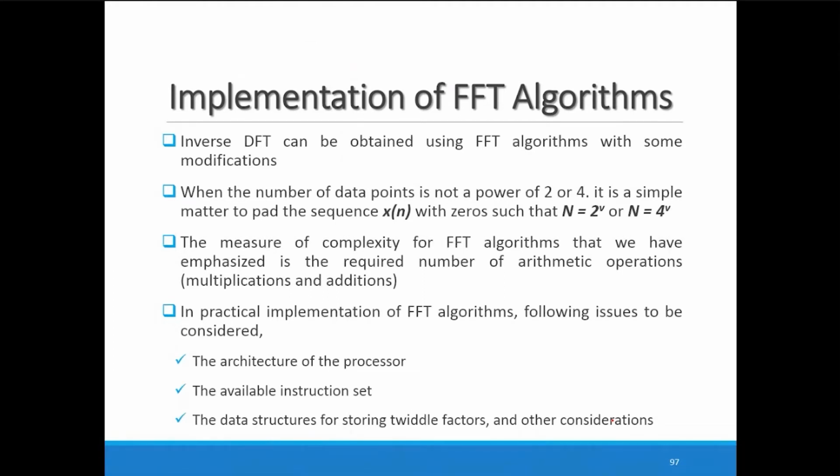When the number of data points is not a power of 2 or 4, what we have to do is simply pad the sequence x of n with zeros such that N is equal to 2 raised to v or N is equal to 4 raised to v. So when your sequence length is not an integer power of 2 or 4, for radix 2 we pad zeros to make N equal to 2 raised to v, and for radix 4 we add the number of zeros to make N equal to 4 raised to v.